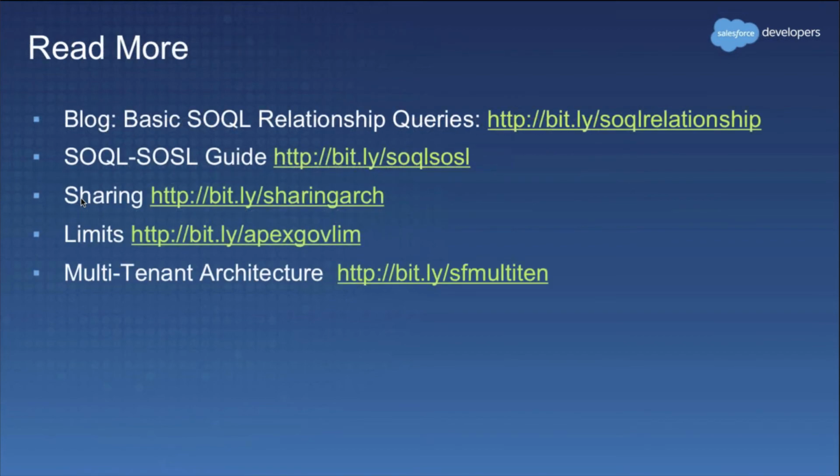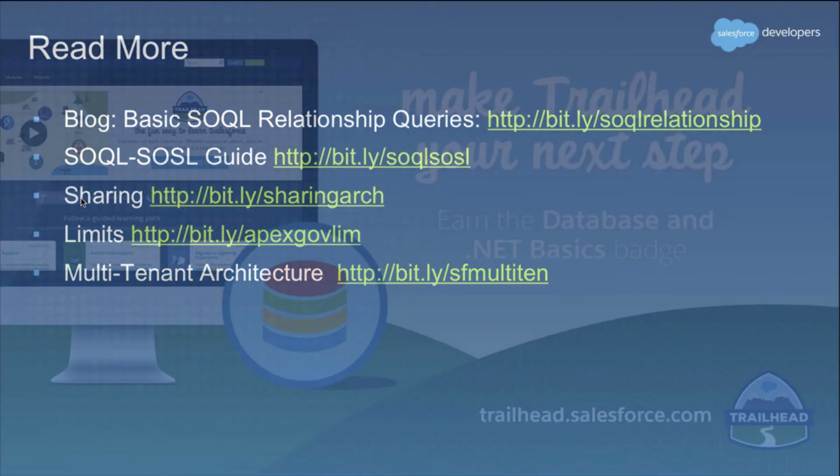I have a whole bunch of references here for things to read more about. This particular blog post listed here is a different one than the one I wrote. Do check that out. They're very much along the same vein, though this one goes a little bit deeper into relationship queries. The SOQL and SOSL guide, more about sharing, more about limits. And my favorite white paper of all time for Salesforce is the multi-tenant architecture white paper. If you've ever heard me talk more than 10 minutes, and you're new to Salesforce, I've probably mentioned the multi-tenant architecture white paper to you.